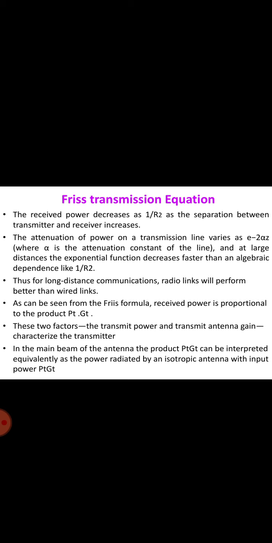As you can see from the first formula, the received power is proportional to the product of PT and GT, and these two factors, the transmit power and the transmit antenna gain, mainly characterize the transmitter. In the main beam of the antenna, the product PT GT can be interpreted equivalently as the power radiated by an isotropic antenna with the input power PT times GT.